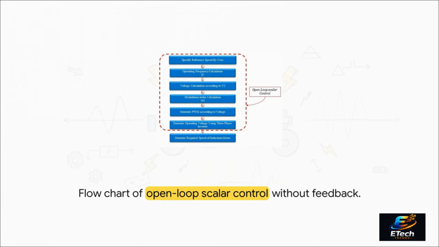Tracing the sequence of an open loop system, it goes like this. The user specifies a reference speed, the math computes the operating frequency and voltage based on that V/F ratio we just talked about, a modulation index gets calculated, and the inverter generates the power.